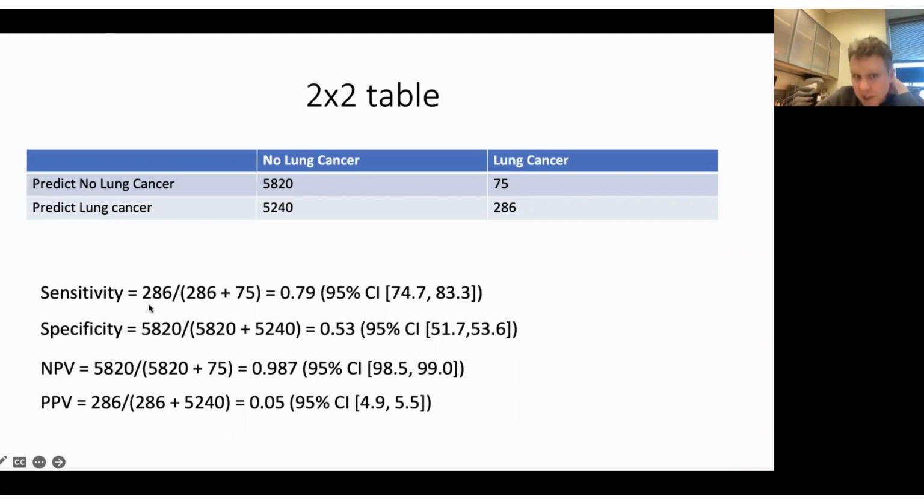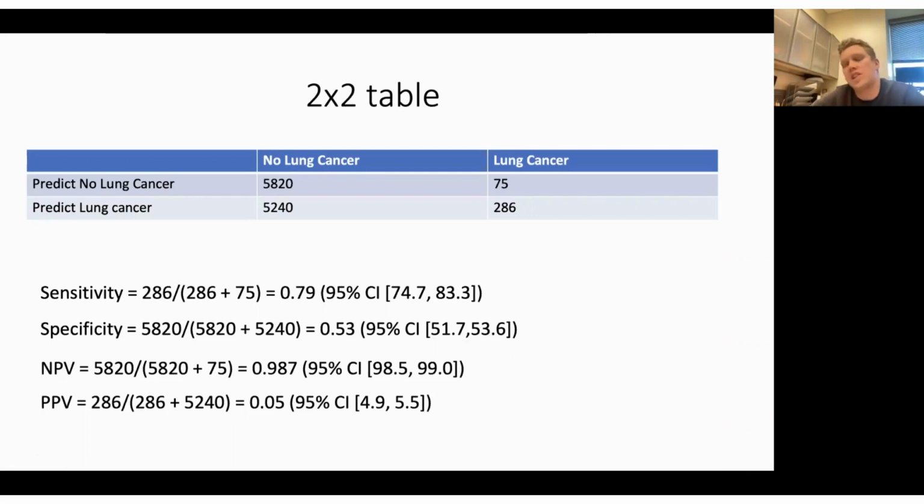And then looking at specificity, we are conditioning on being in the no lung cancer group. So the denominator would be 5,820 plus 5,240. How many would the model predict as having no lung cancer? So that would be 5,820 divided by that. So specificity there is pretty close to 0.5.